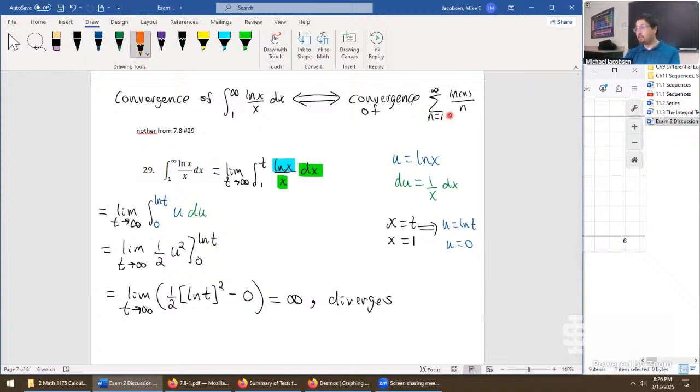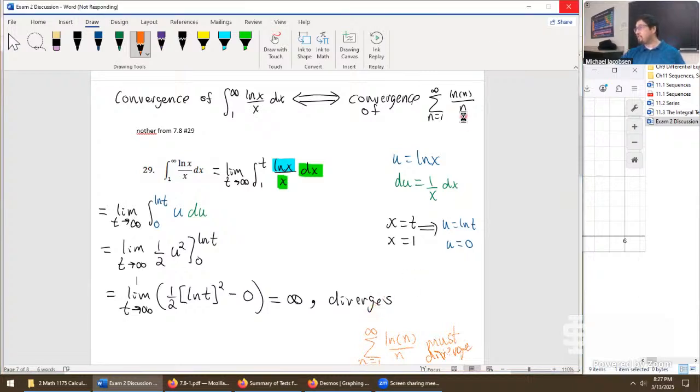Interesting side thought. It also means the summation as we go from 1 to infinity of natural log n over n must diverge as well. That's some weird lag there. But the convergence or divergence of the series is intricately connected with the convergence or divergence of the integral itself.